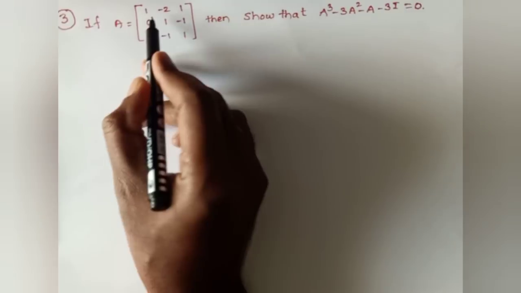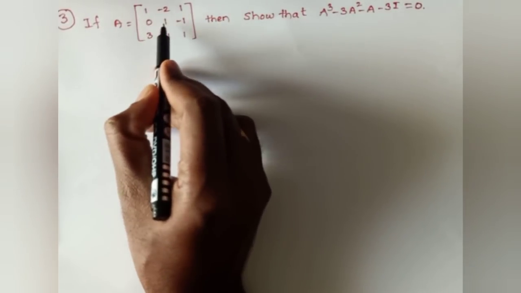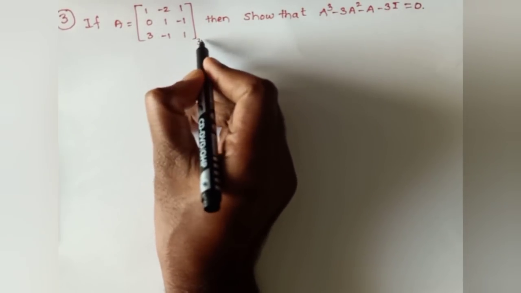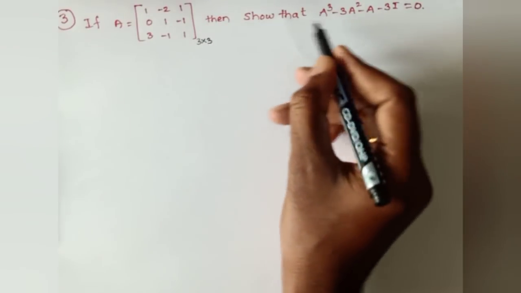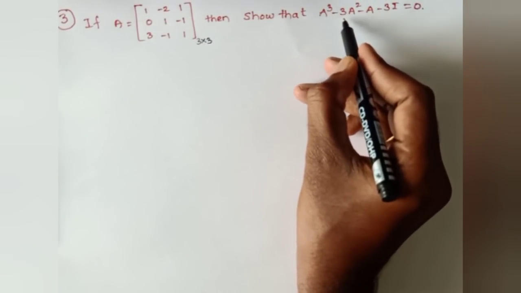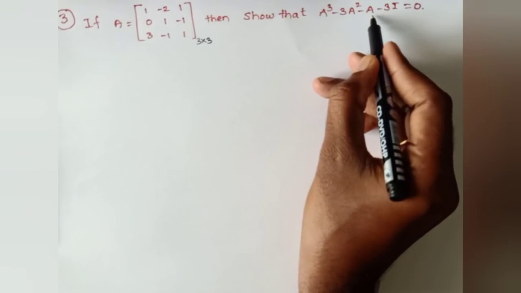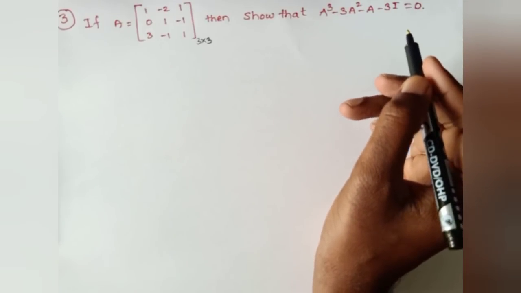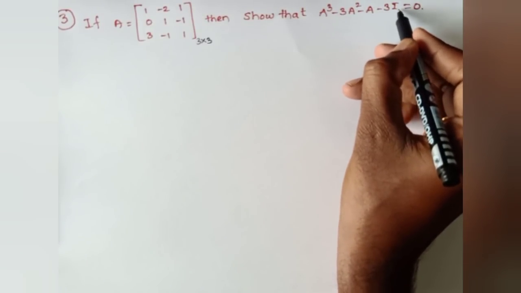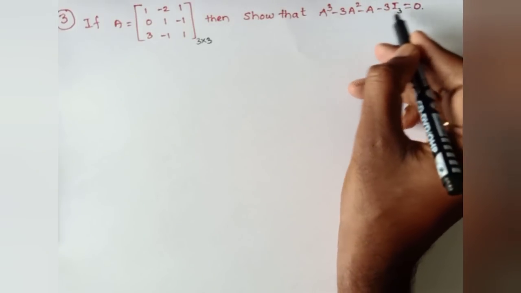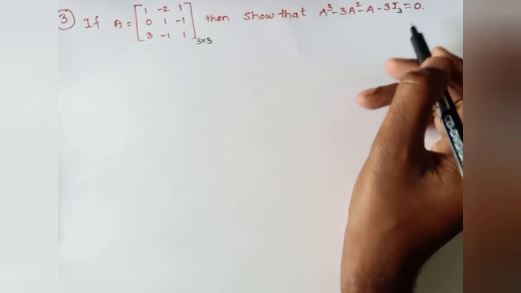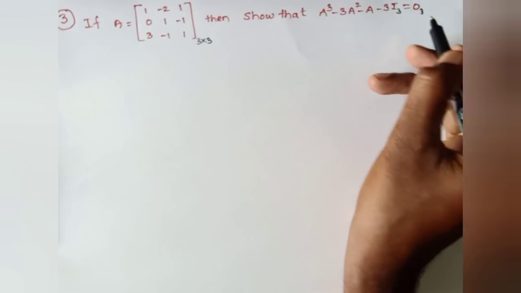Let's see the third problem. If A is equal to 1 minus 2 1, 0 1 minus 1, 3 minus 1 1, so the given matrix is of order 3 by 3, then show that A power 3 minus 3 into A square minus A minus 3 into I is equal to 0. Here I is an identity matrix of order 3. So here you need to get the left hand side part as 0, which means it is a 0 matrix of order 3.